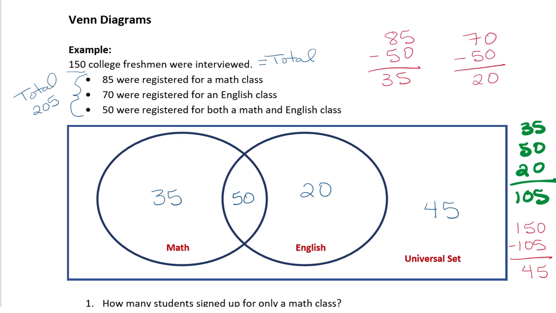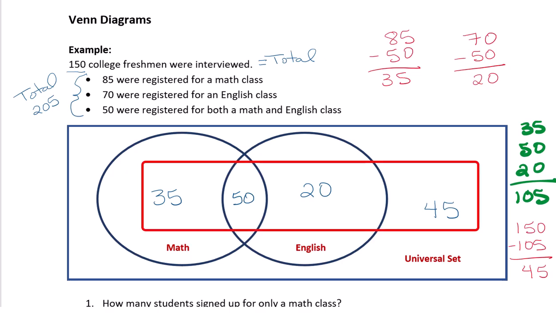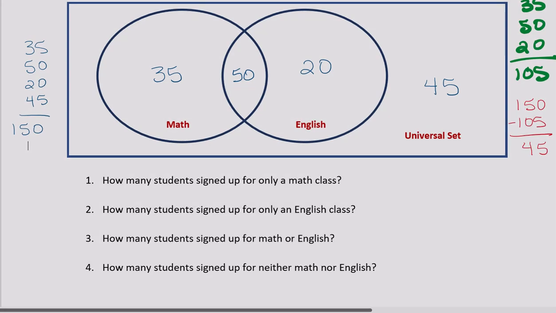And just to check, if we added up all four of these numbers, 35 in math alone, 50 in both math and English, 20 in English alone, and the 45 students who did not take either, that would add up to our 150 students that were interviewed. Now we can answer the questions below.